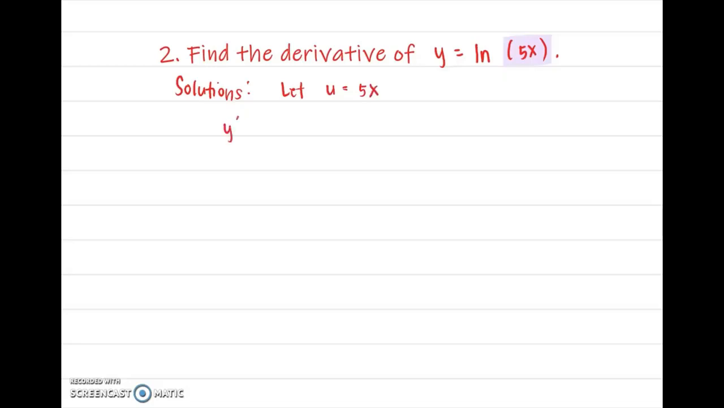So y prime is equal to u prime over u. Y prime is equal to the derivative of u, which is, the derivative of 5x is just 5, over u, which is 5x. And then simplify. Y prime is just equal to 1 over x. And that is already your final answer.